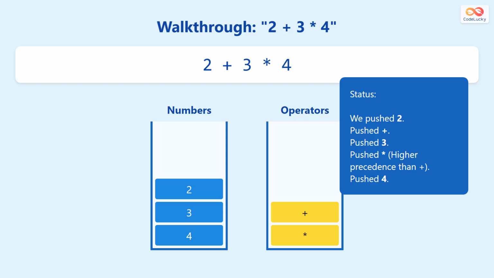Let's walk through a simple example, 2 plus 3 multiplied by 4. We push 2, then the plus sign, then 3. When we see the multiplication sign, we check the stack. The plus sign has lower precedence, so we don't calculate yet. We push the star and then the 4. Our stacks are now ready for resolution.